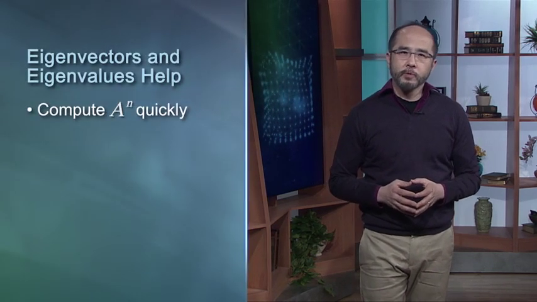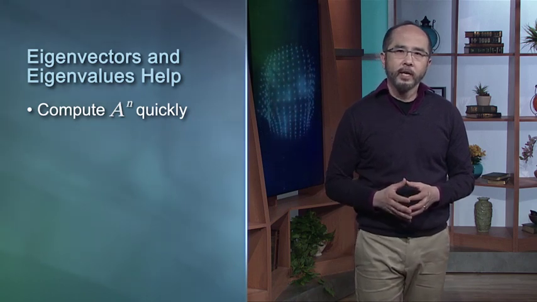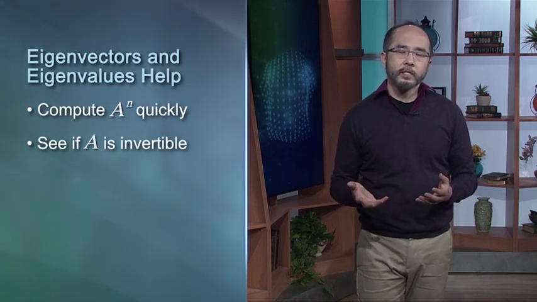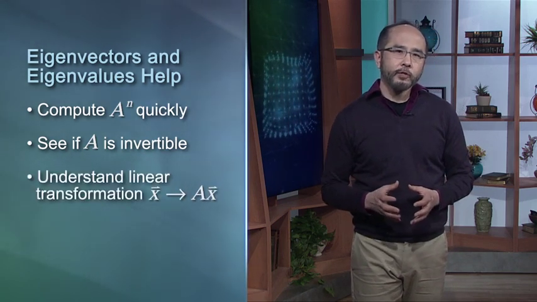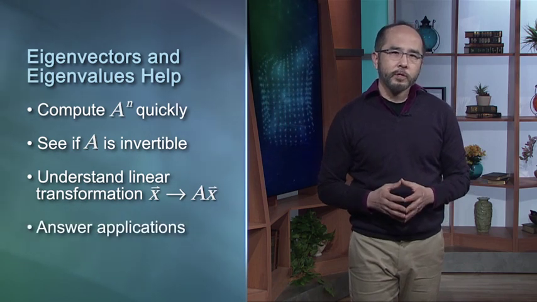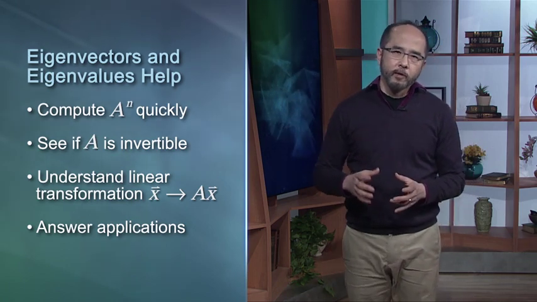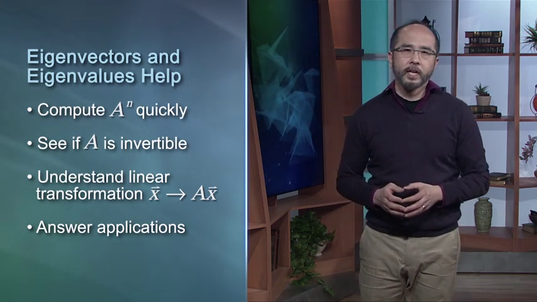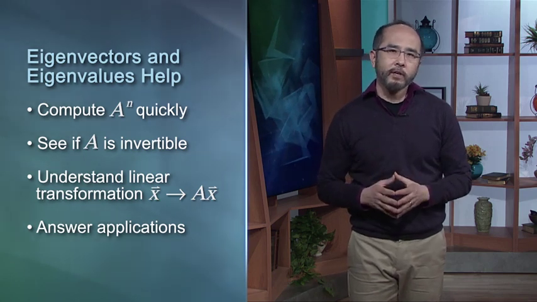In the coming lectures, we'll see how eigenvectors and eigenvalues can help us compute matrix powers quickly and provide still another way to test if a matrix is invertible. They will help us understand the linear transformation x goes to Ax, and we will of course return to the examples we opened this lecture with to try to understand more fully what eigenvectors and eigenvalues are. These hidden structures are now revealed and they'll give us a lot of insight.